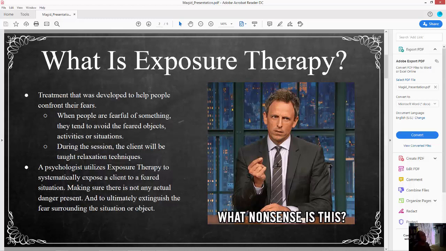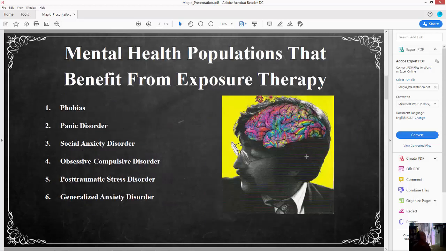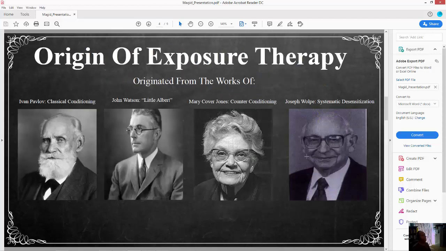So how are the treatments developed to help people confront fears? Psychologists utilize exposure therapy. And then moving on, the mental health populations that benefit from exposure therapy. It talks about phobias and panic disorders and social anxiety disorders and these sorts of things. So she hits on that.